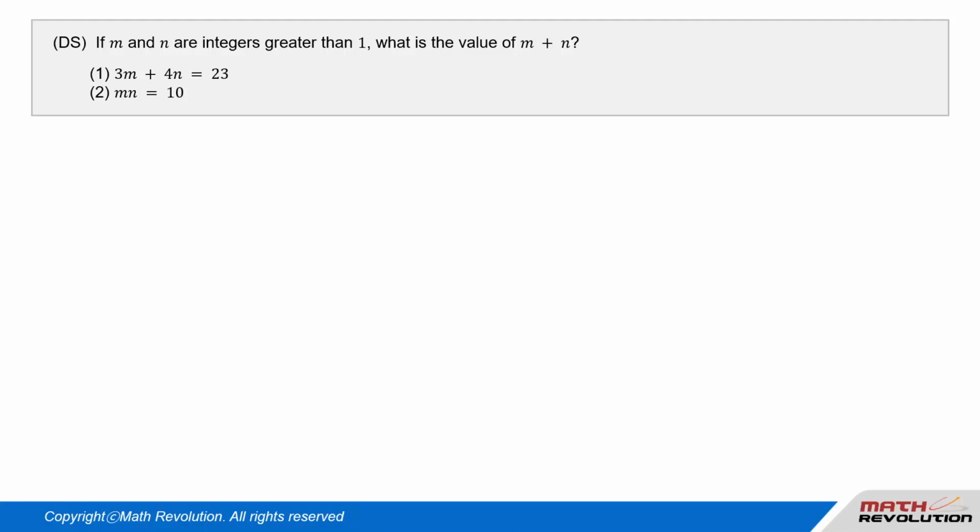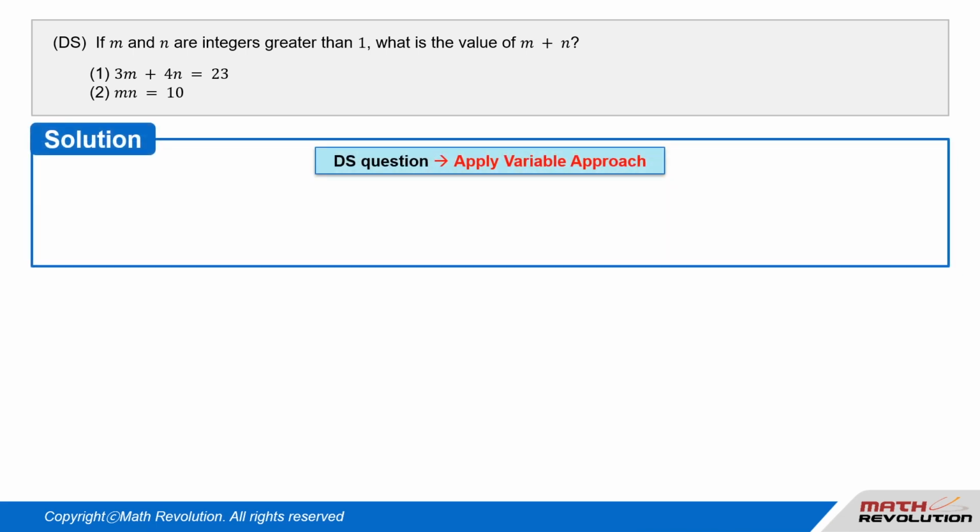Question. DS. If m and n are integers greater than 1, what is the value of m plus n? Condition 1. 3 times m plus 4 times n equals 23. Condition 2. M times n equals 10.